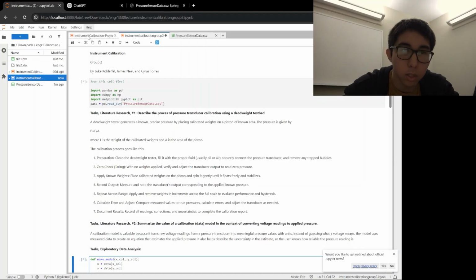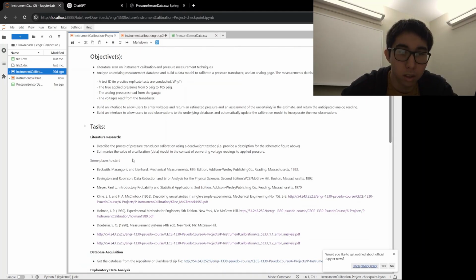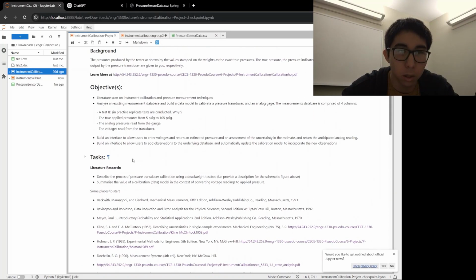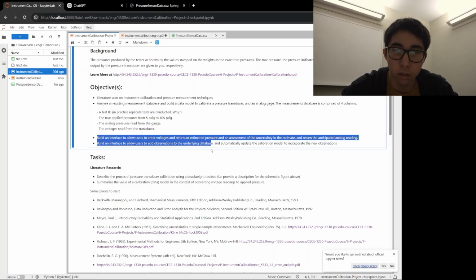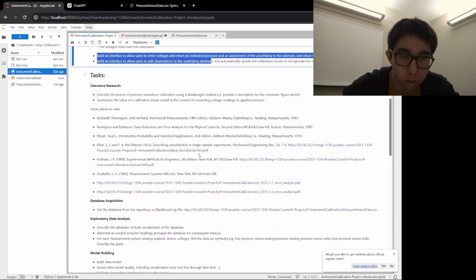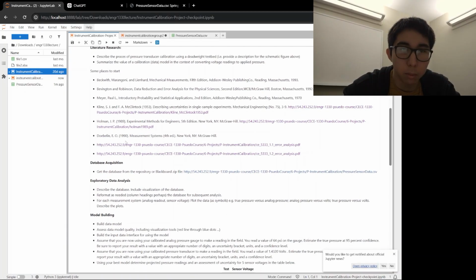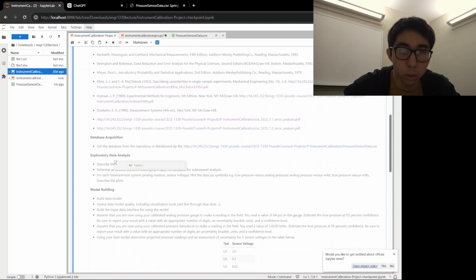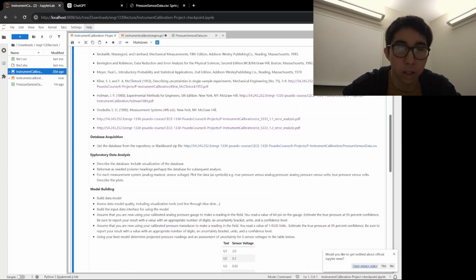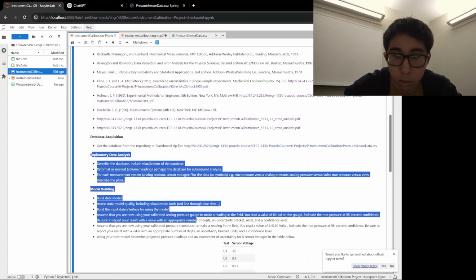So we split this project into two parts. Luke did most of the objectives with the two interfaces and combined them into one interface. And James and I split up the exploratory data analysis parts and model building.